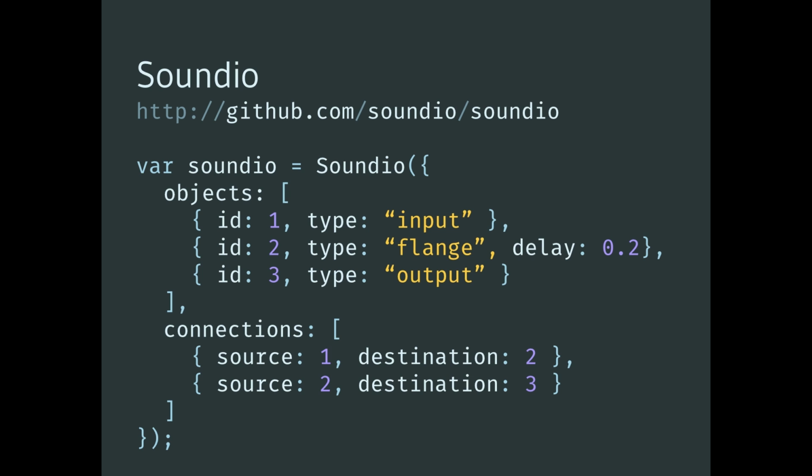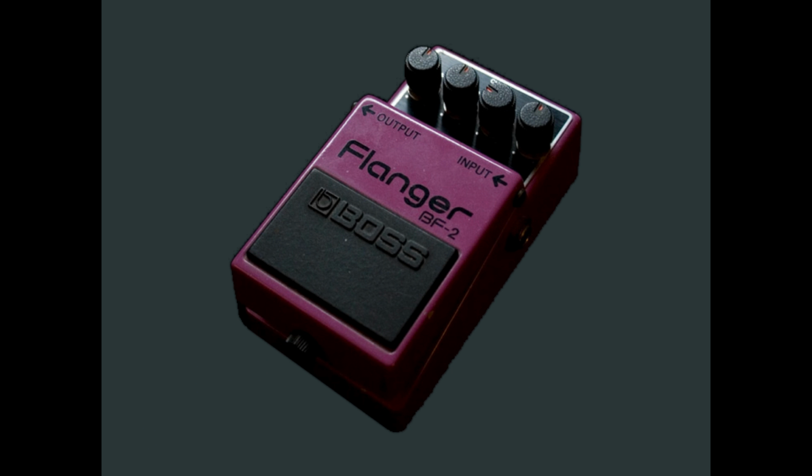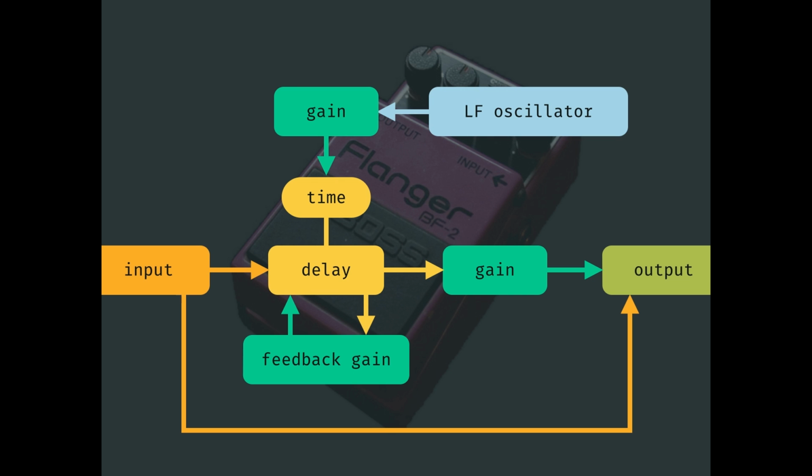Now, Sound.io doesn't just handle single audio nodes in the graph. You can abstract a whole collection of audio nodes, a subgraph of audio nodes, into a single Sound.io object. Here, for example, we've got an input going into a flanger, going into an output. And what's a flanger? Well, a flanger isn't available as a single audio node in the Web Audio API. A flanger, well, we've all seen one of these. Some of us have got them tucked away under our beds still. A flanger is effectively a subgraph of audio nodes.